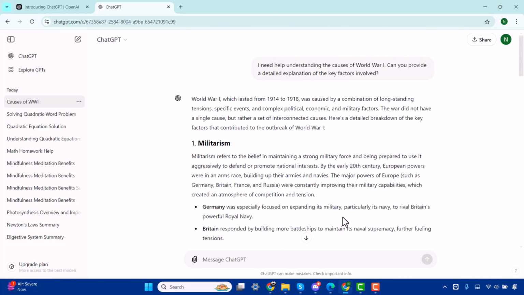So, by specifying the subject, problem, and details, you guide ChatGPT to give you precise, focused assistance based on your needs. This method helps you get the most relevant answers for your homework.